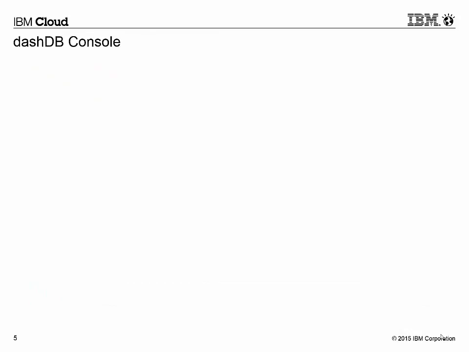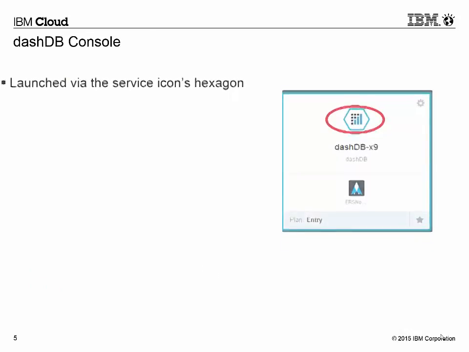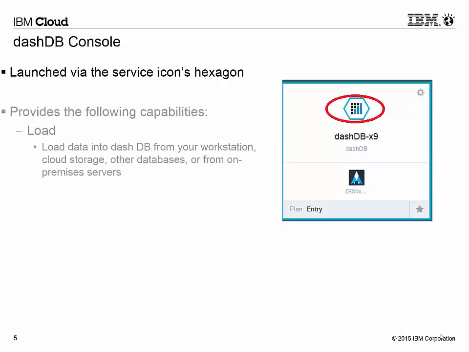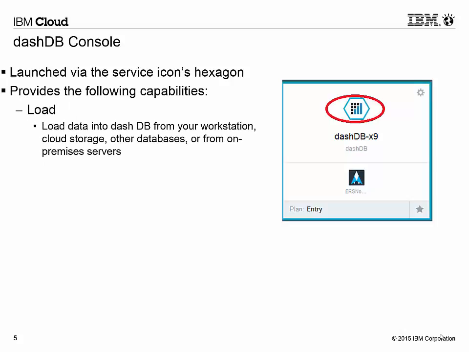Now let's look at the dashDB console. Like with the Cloudant console, it's launched via the service icon's hexagon, and it provides several capabilities. First, the capability to load. So you can load data into dashDB from a variety of different sources, including your workstation, cloud-based storage, other databases, on-premise servers, and so on.